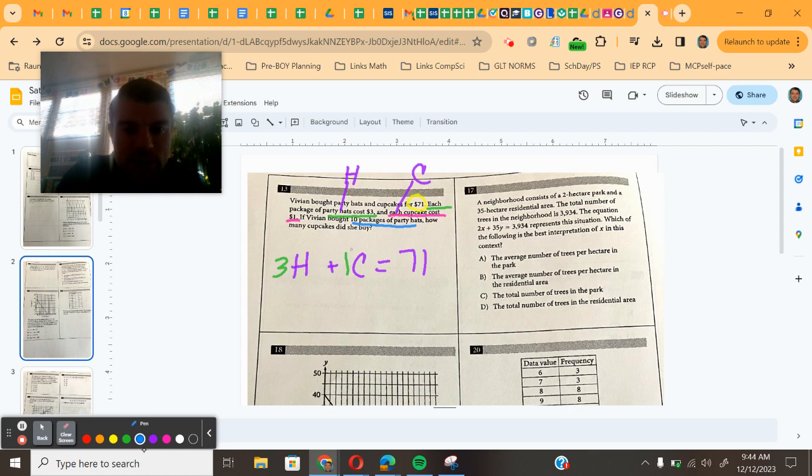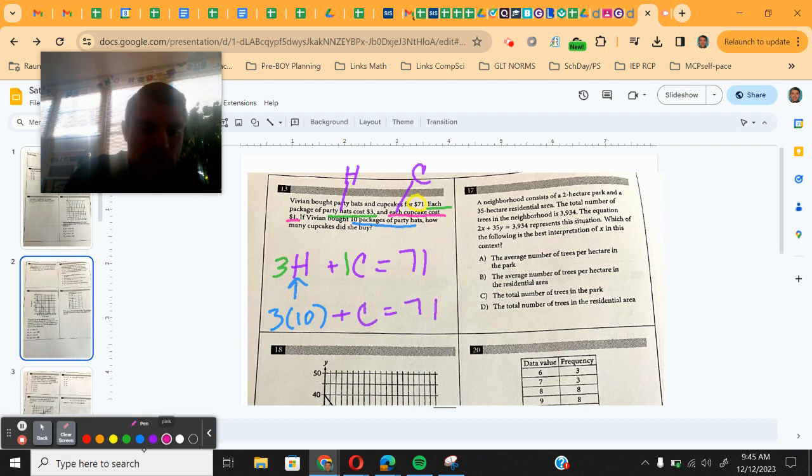And then we also know that Vivian bought 10 party hats. So if she bought 10 party hats, it's going to be 3 times 10 plus C equals 71. Now, just simplify. 3 times 10 is 30, plus C is 71. How do I get C by itself? I'm going to have to get the opposite of positive 30, which is subtract on both sides.